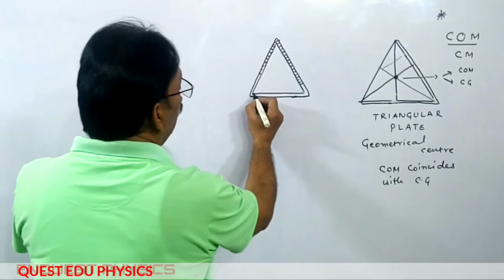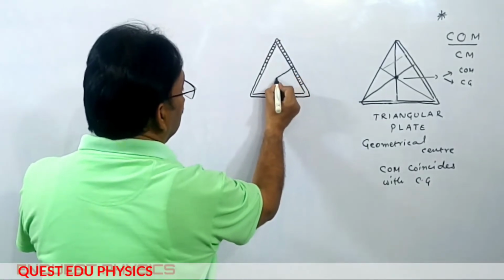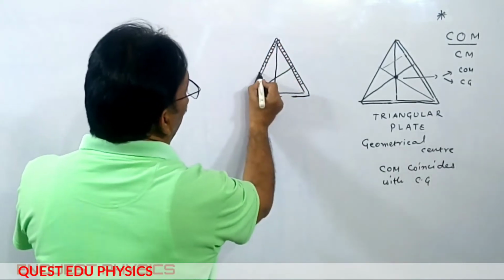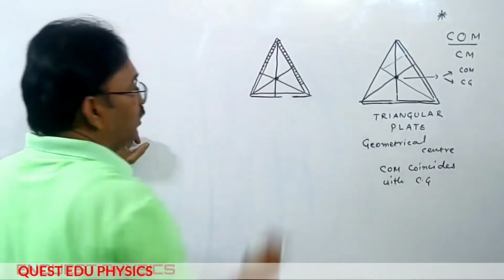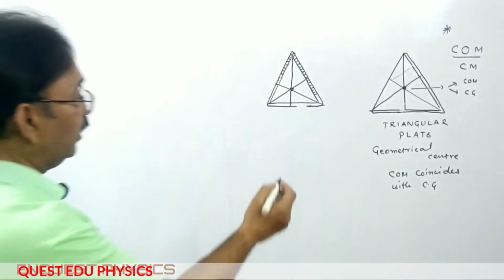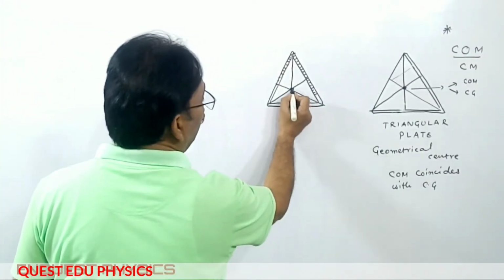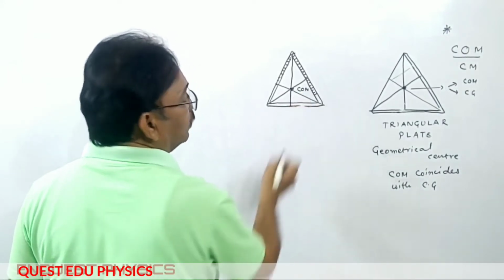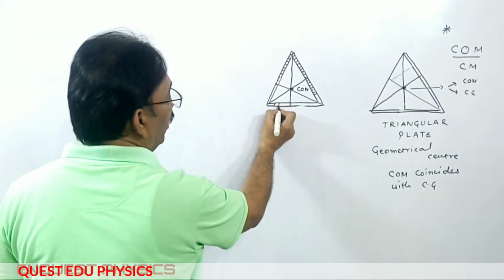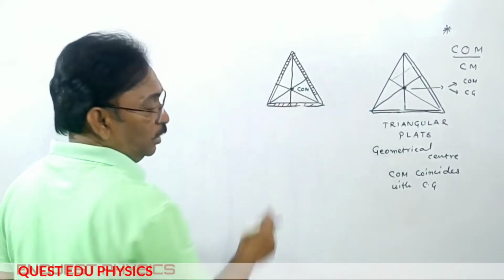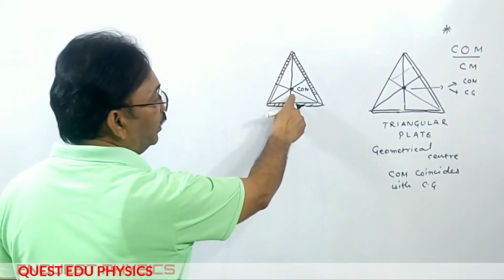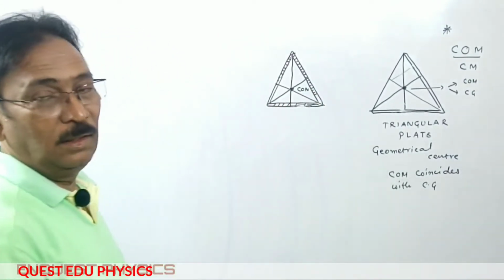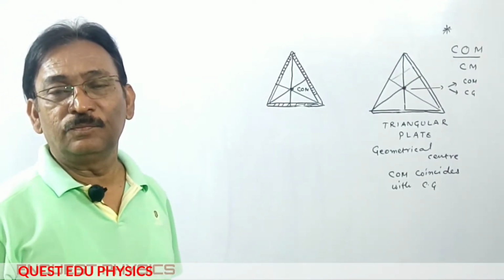Even though it is hollow, the center of mass will be present at its geometrical center. Friends, if you watch it carefully, you will find the center of mass is present here. It is the center of mass, but I can't say the center of gravity is situated here, because center of gravity will always be present inside the mass only. There's a major difference between the two.